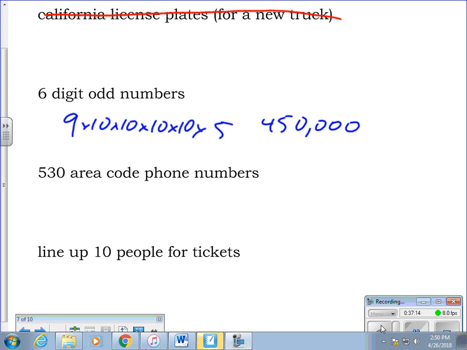Okay. 530 area code phone number. It's actually the same thing we did before on the other side. It's 10 times 10 times 10, 10 to the 7th, or 10 million. We did the same thing we did on the other side.